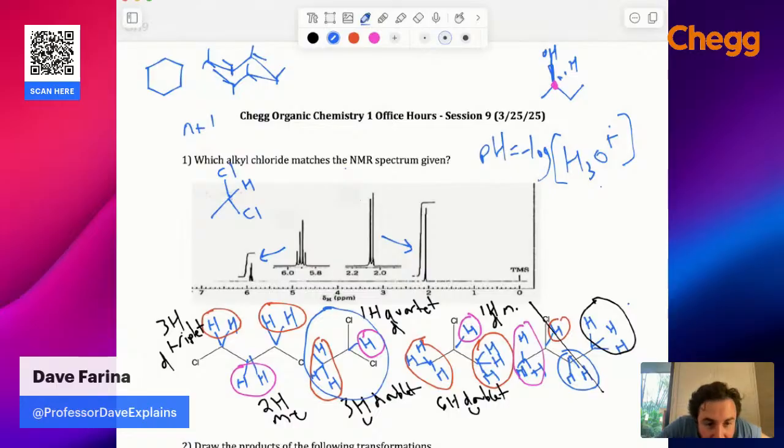And so, no, it's the opposite. A higher pH means a lower hydronium concentration because of the way that logs work. So, yeah, the lower the pH, the greater the hydronium concentration. Yeah, that's how pH works.